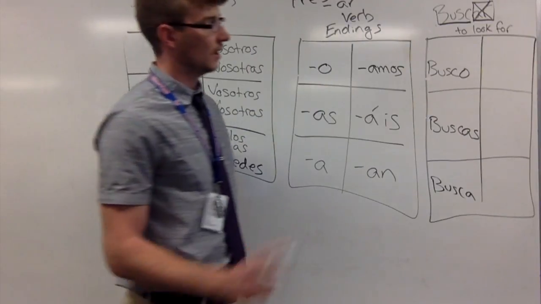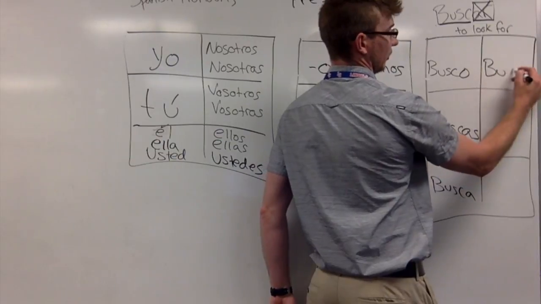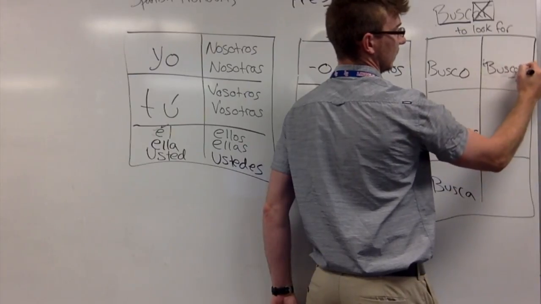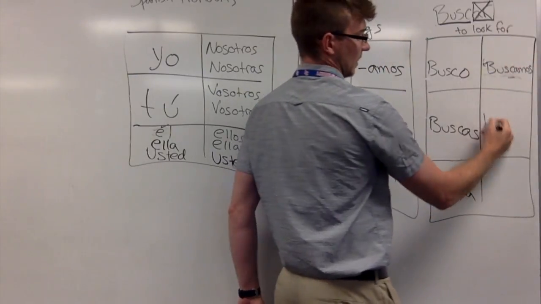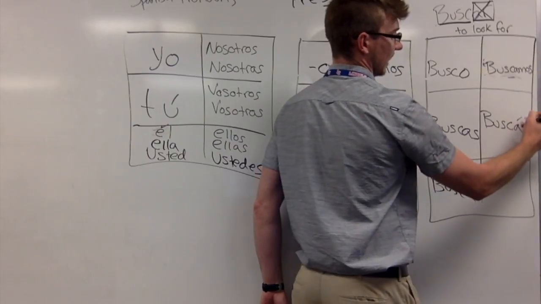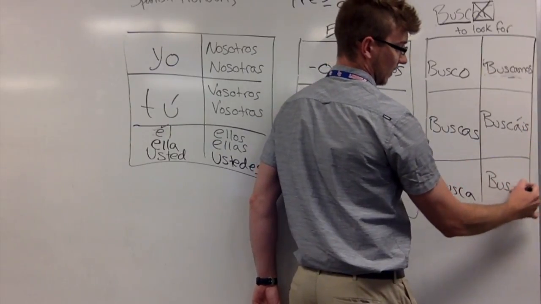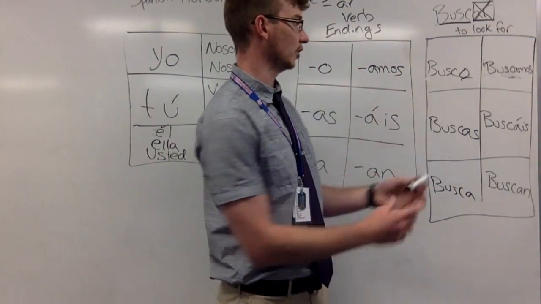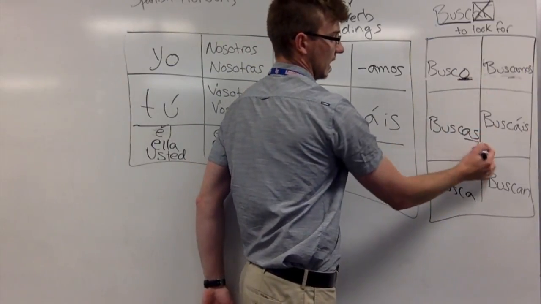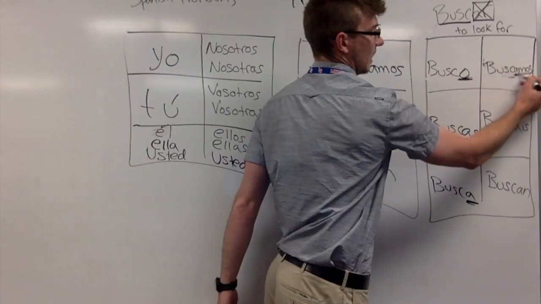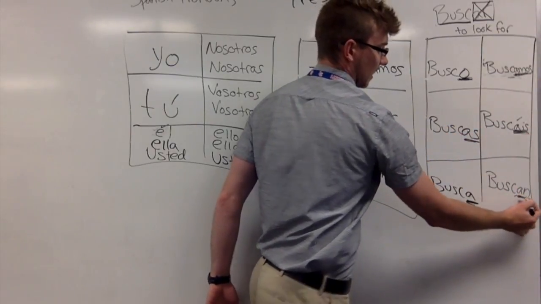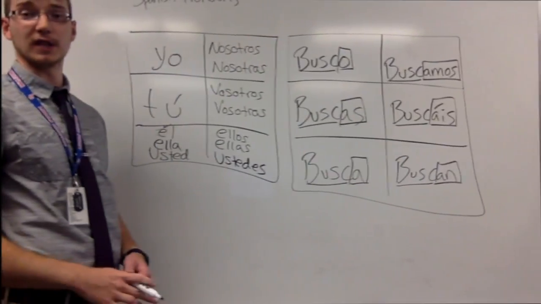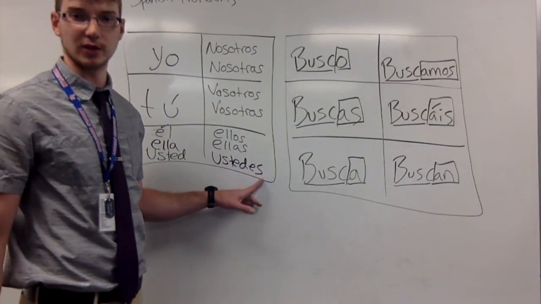Pause the video. Now that you've already done that, let's go ahead and fill those in. Might run out of room, but I'll try to fit it in. B-U-S-C-A-M-O-S. Hope you can see that. Next one, B-U-S-C, A with an accent, I-S, B-U-S-C-A-N. You notice, I'll underline my verb endings, my new ones at least: the O, the A-S, the A, the A-M-O-S, the A-I-S, the A-N. All of those verb endings I just underlined connect over to these ones here. I've taken a little liberty and rewritten all those verbs so you can hopefully see them this time.